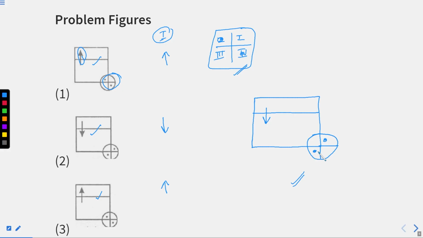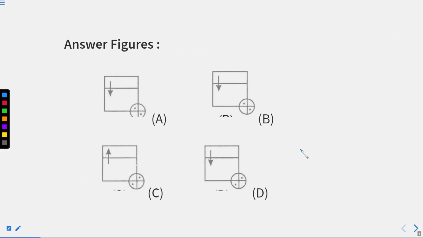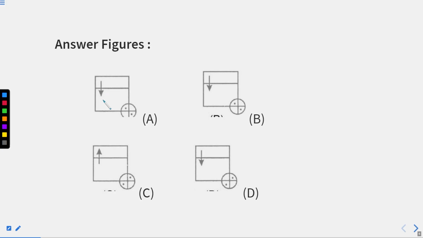So what is exactly happening? We are getting our figure. Now we need to check which of the following 4 alternative options will match this figure, right? Option A: a downward arrow and dots on the first and third quadrant. Now we'll check. A downward arrow is there, right? But the dots are in the second or fourth quadrant, so option A will be eliminated. I hope you got this point, right? Again, option B is similar to option A only, so it is also eliminated.